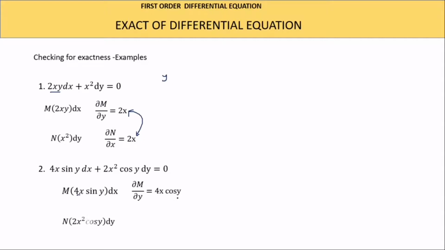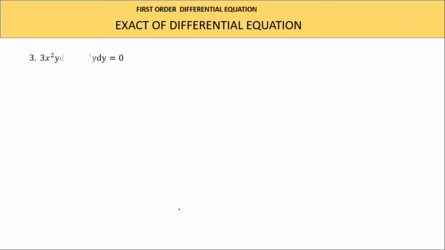So let's take the second one. With the N function, we have 2x squared cos y dy. We are going to partially differentiate N with respect to x. When you do that correctly, you're going to get the same answer, which is 4x cos y, because you are not touching the y, we are touching only the x. When you differentiate this, you get 4x. So this also is exact because they have the same answer, which shows that this equation is exact.